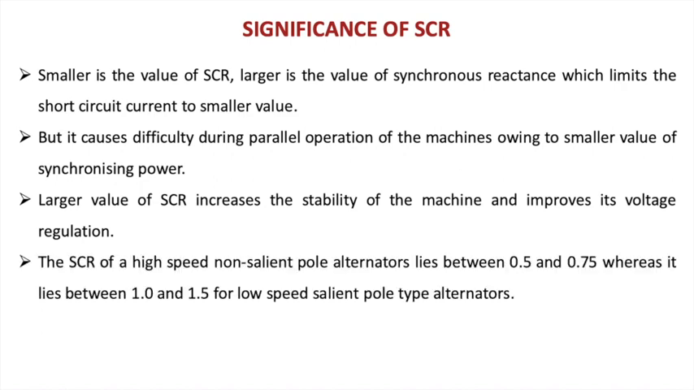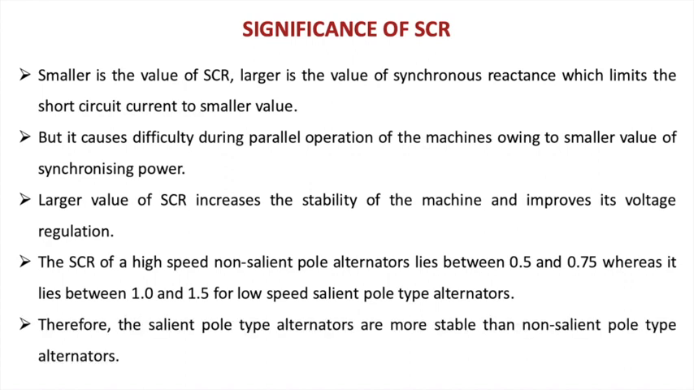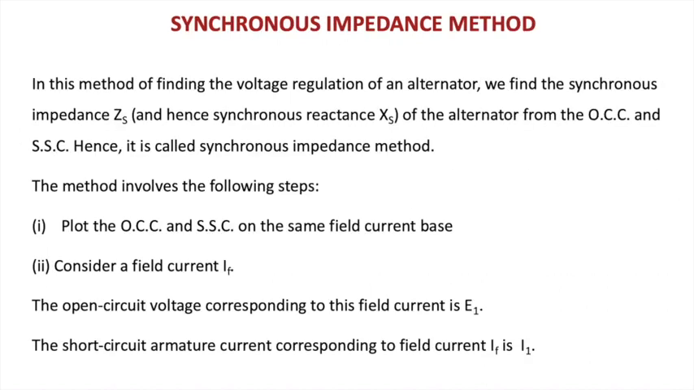The SCR of high speed non-salient pole alternators lies between 0.5 to 0.75, whereas it lies between 1 to 1.5 for low speed salient pole alternators. That is, hydro generators have an SCR of 1 to 1.5, and turbo generators have an SCR of 0.5 to 0.75. Therefore, salient pole alternators are more stable than the non-salient pole type of alternators.